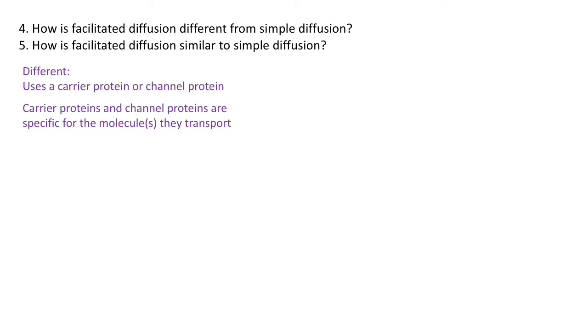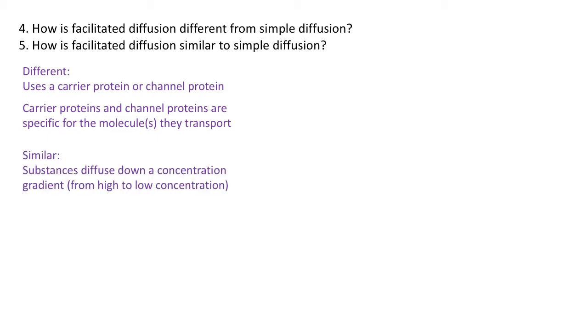Okay, so now let's look at facilitated diffusion. 2 questions. So pause and answer those. So the differences, well, facilitated diffusion uses carrier proteins or channel proteins. Remember, the key thing is those proteins are specific for the molecule they transport. So they will only transport one specific molecule, or they might transport 2 at once. But they are specific only for that molecule. They won't carry other molecules.